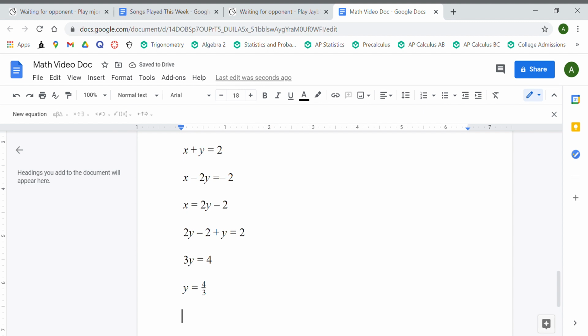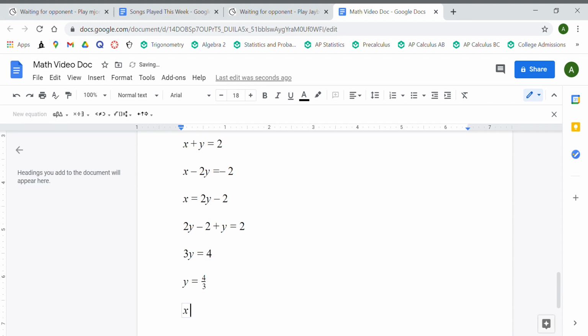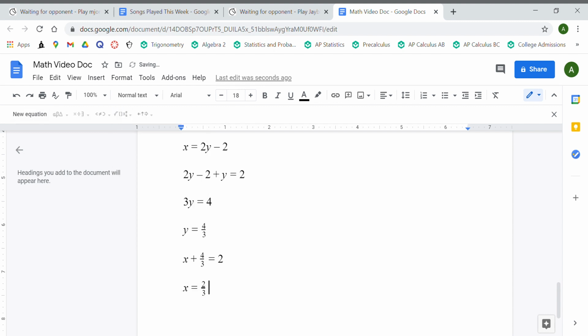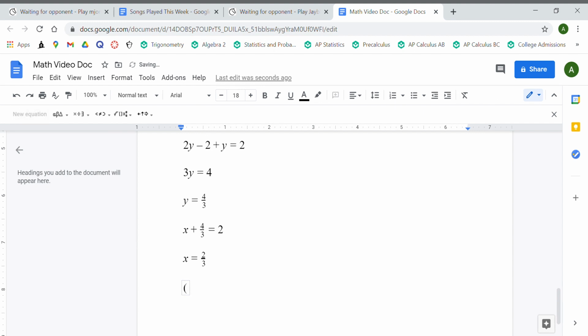And now we solve for x. I think I'm going to use this equation to solve. So we have x plus, substitute for y, 4/3, set equal to 2. So 2 is equal to 6/3. 6/3 minus 4/3 equals 2/3. And so we have our solution.